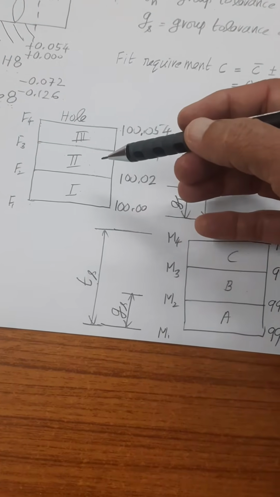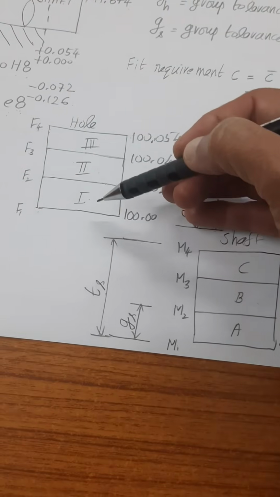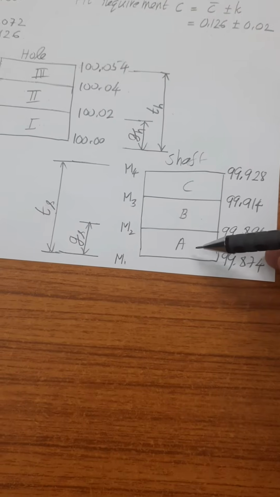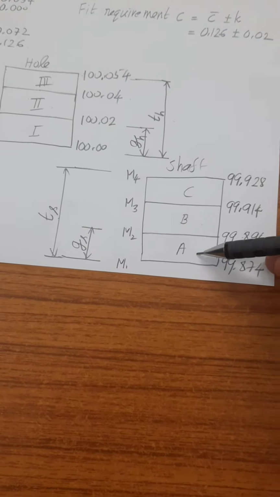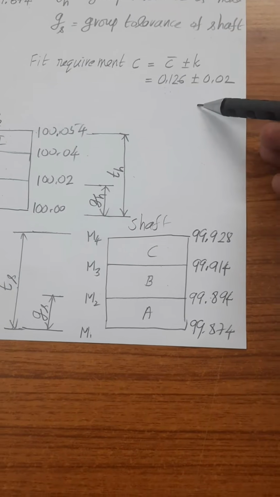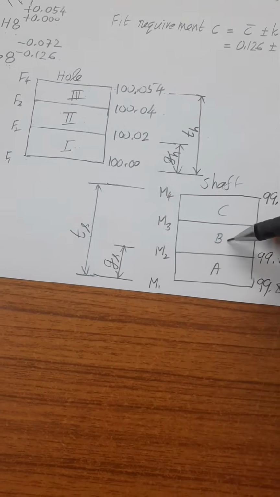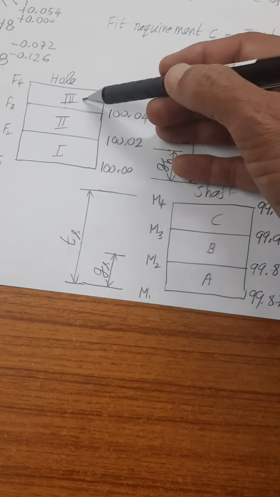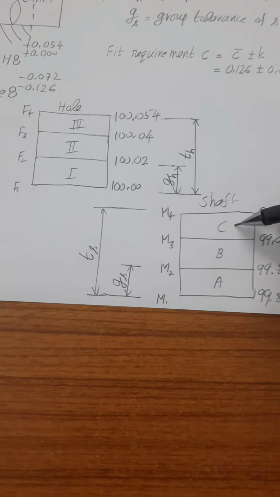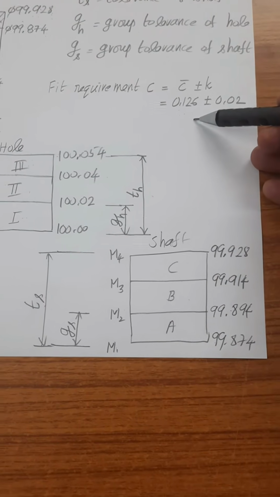Once the holes and shafts are grouped according to the sizes, then we can randomly pick up any one hole from the first group and assemble it with any one shaft from group A. If you assemble this way, you can achieve the required clearance of 0.126 plus or minus 0.02. Similarly, the second group of holes can be assembled with the B group of shafts, and the third group of holes with the C group of shafts. Doing it this way, we will achieve the required clearance without increasing the cost of the assembly.